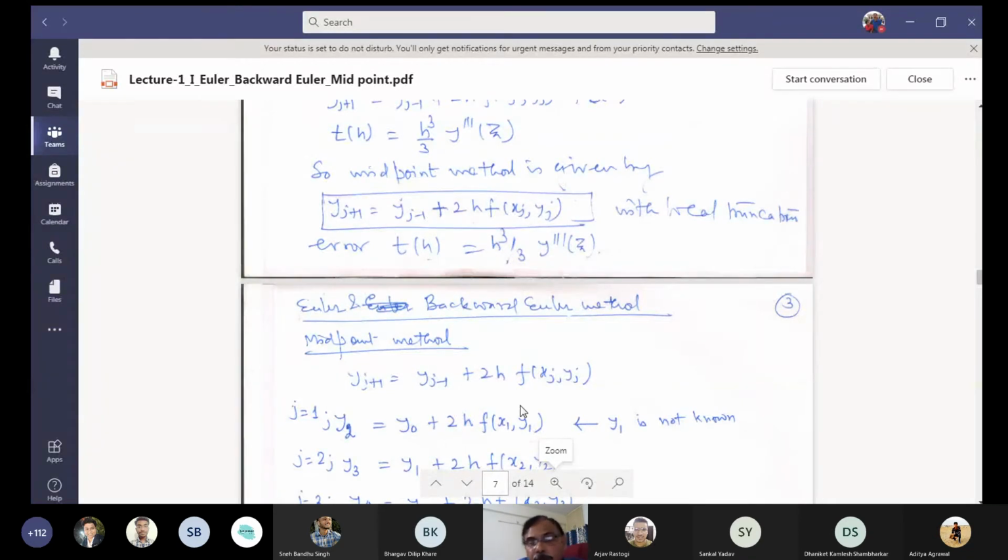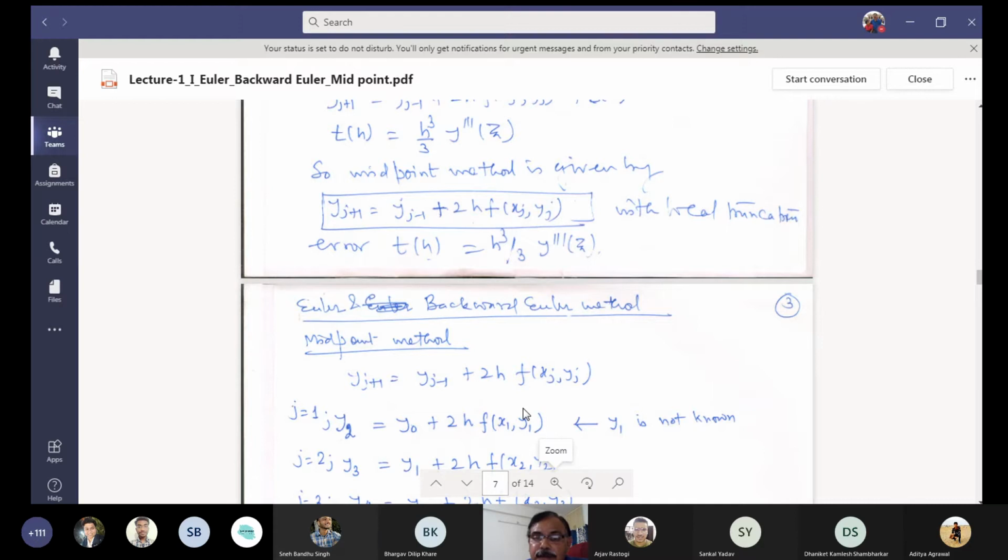Right? If you see the right hand side of this, you require two values, y1 and y0. Y0 is given to you because the initial value problem is given. Y1 you have to calculate, without that you cannot proceed further. So y1 you have to calculate using some other method. At this moment, since you don't know any other method, at least Euler method is there. You can calculate y1 by Euler method, and then you can proceed with this midpoint method. Is that right?